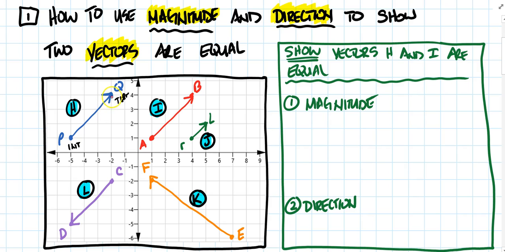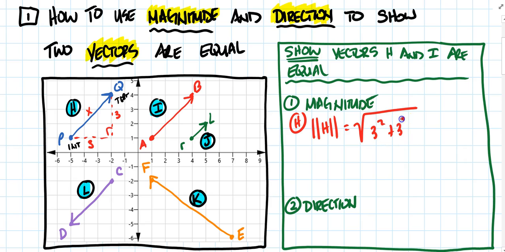So let's go ahead and show that h and i are equal. If you think about it, you can visualize a triangle here. We have a right triangle, and this distance is 3 units, and that distance is 3 units. So the magnitude, which we'll just call x for right now, would just be the Pythagorean theorem. Let's talk about vector h. The magnitude, which is denoted by 2 vertical bars around vector h, is going to be the square root of 3 squared plus 3 squared, which is just the square root of 9 plus 9, which is the square root of 18. You can leave it like that for right now.